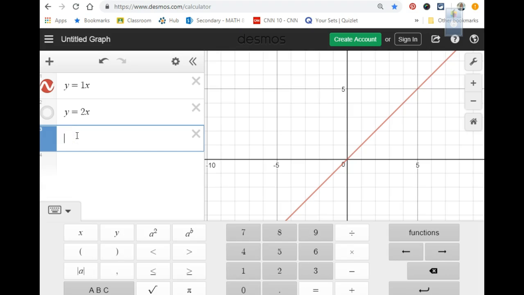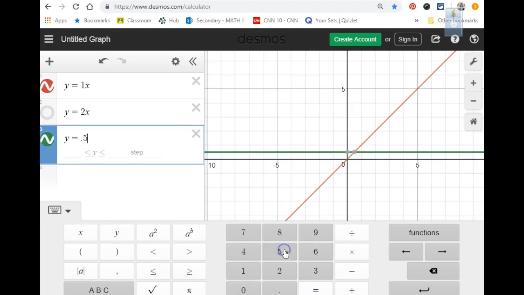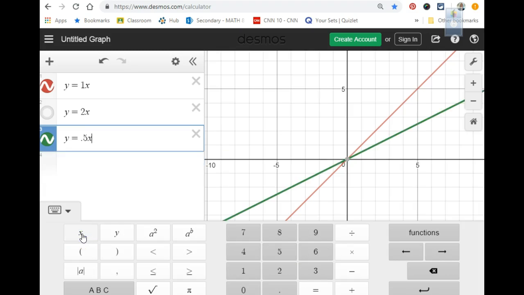What was equation 3, Abby? Y equals 0.5. Look what happens if I just put 0.5, right? It's a horizontal line. There's no slope. It's a 0 slope. But when I add that x, it now makes it, what would we say to answer our question? Okay, so everyone needs to go back and graph the first one.